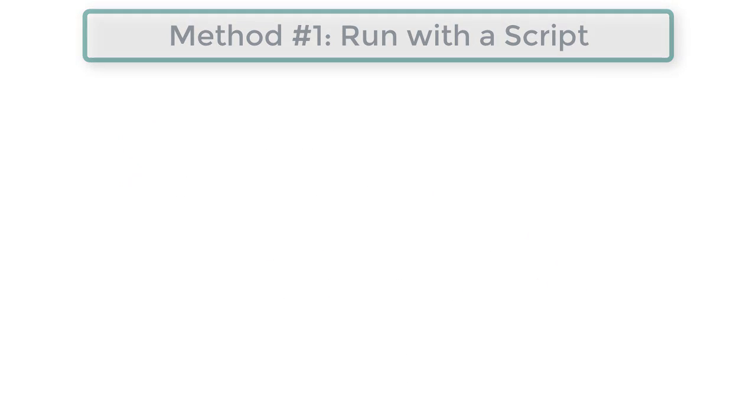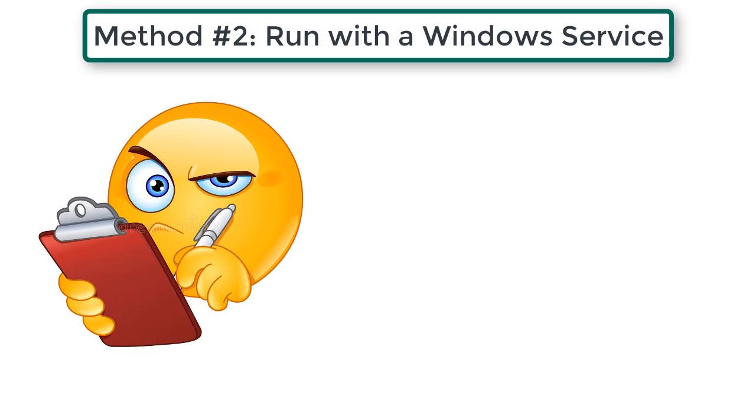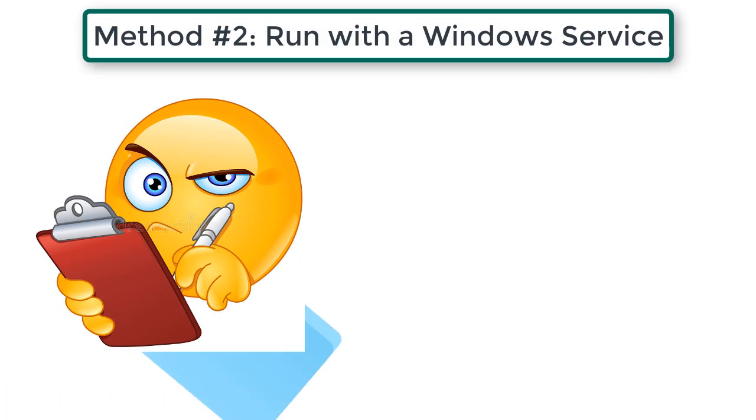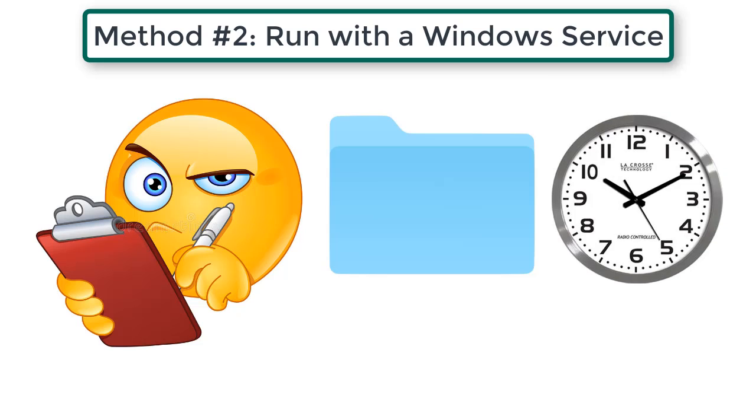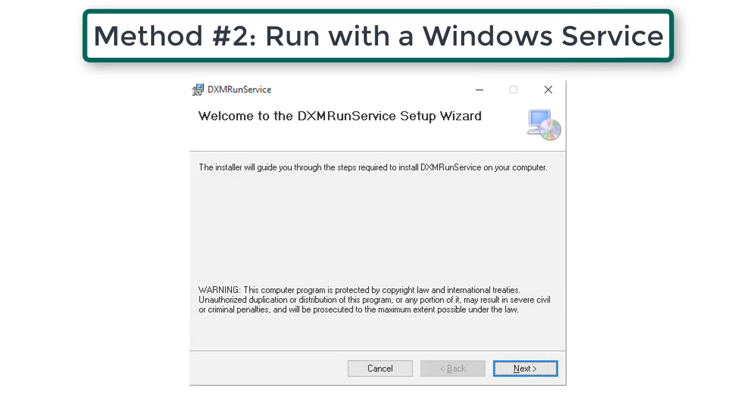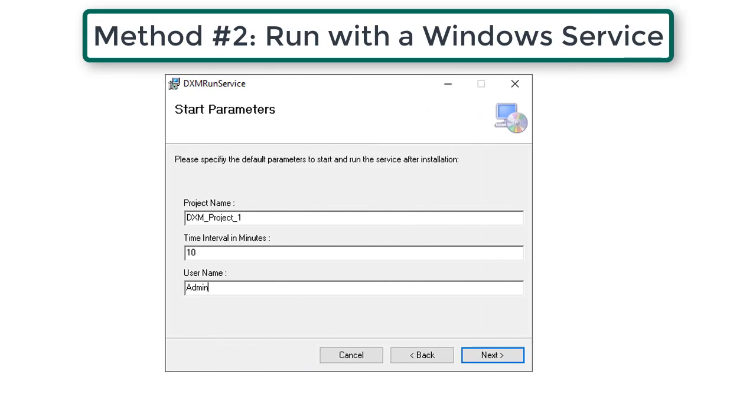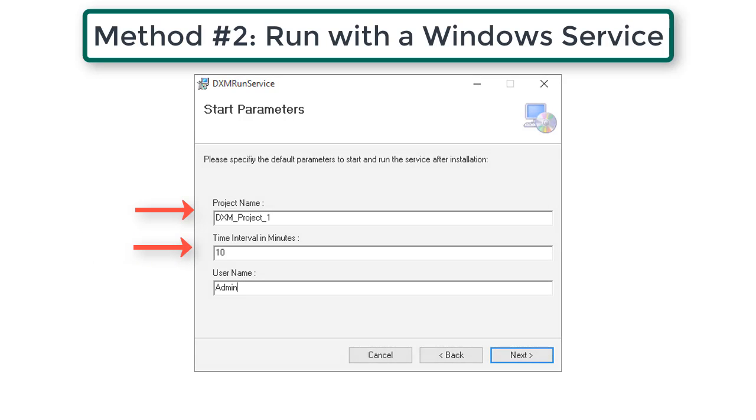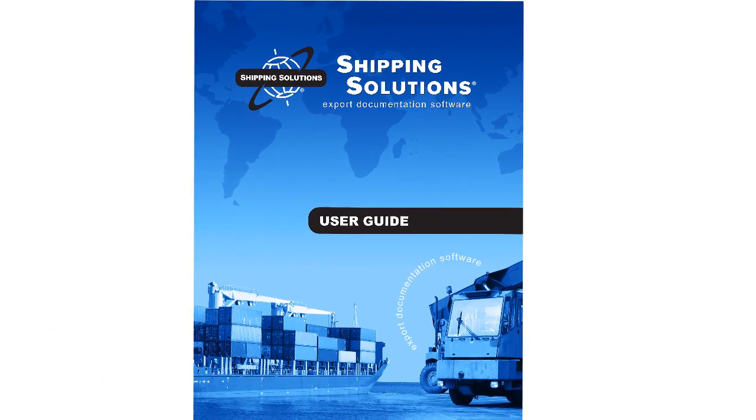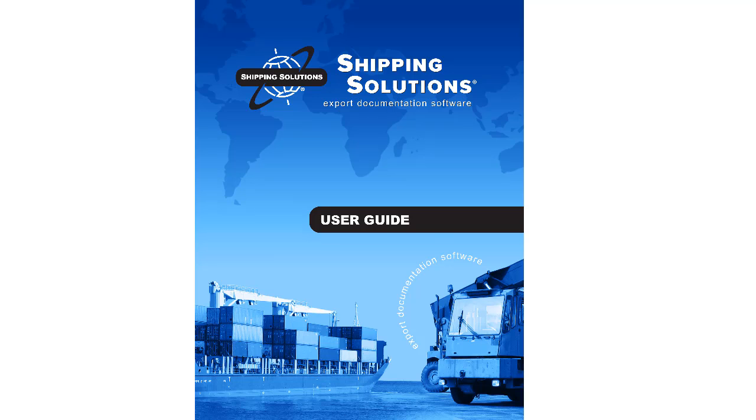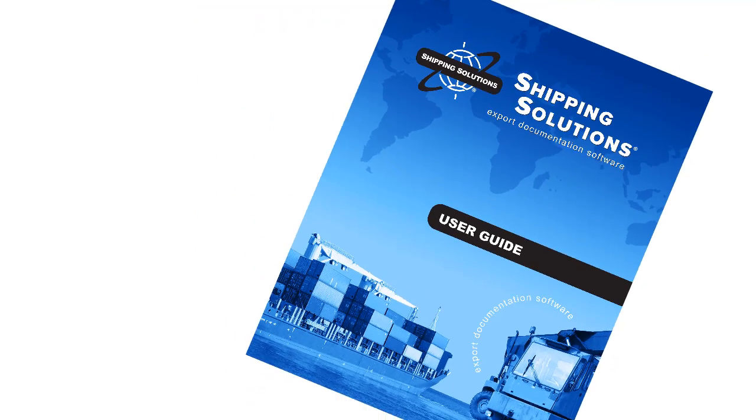The second way to run the DXM is with a Windows service that runs continuously, checking a specified folder at specified time intervals for any files that are ready for processing. This method can only be used if your DXM project uses text or XML files. To start the Windows service, open the Setup program. Specify your project name, how often you want the service to run, and which user account should be used to run the service. When you complete this setup wizard, the service will be running. See the Shipping Solutions User Guide for more information and for the path to the Windows Service Setup program.